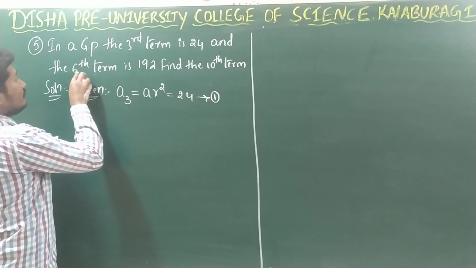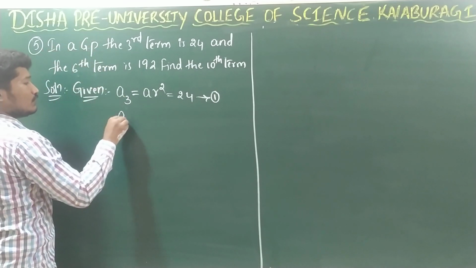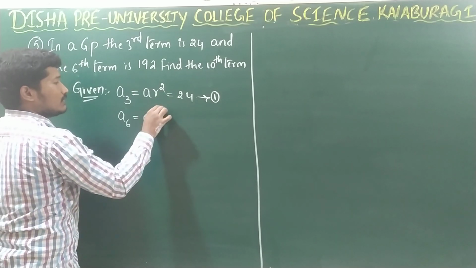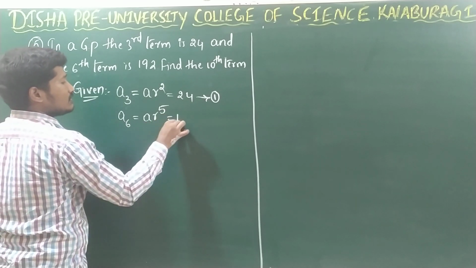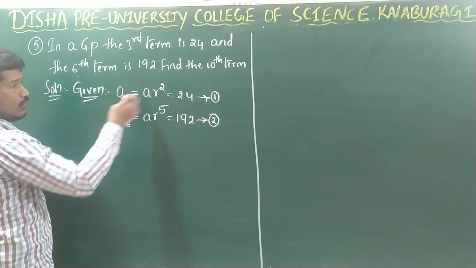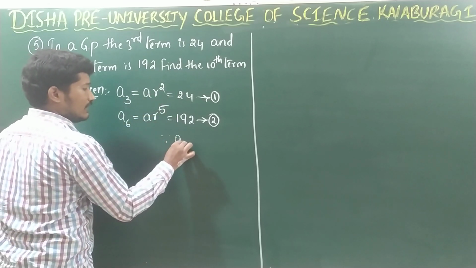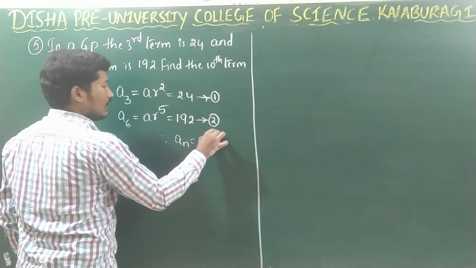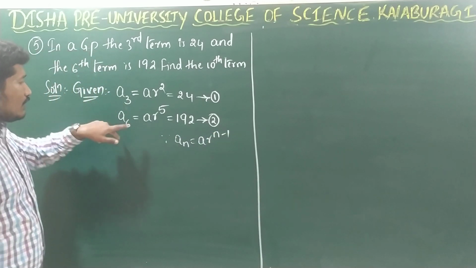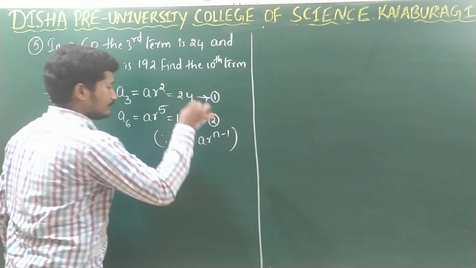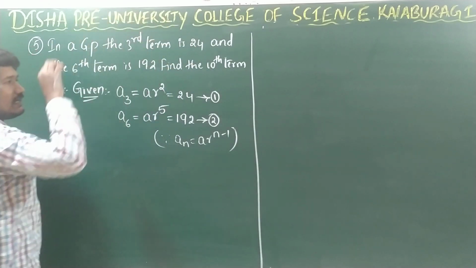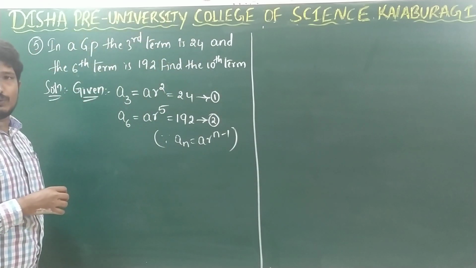Right? Next, we are also given the sixth term. So A6 is equal to A into R power 6 minus 1. 6 minus 1 is 5. It is given as what? 192, equation number 2. So how did we write this? Because An is equal to A into R power n minus 1. Here the value of n is 3, here the value of n is 6. Right? Now, we need to find out the 10th term of the geometric progression.